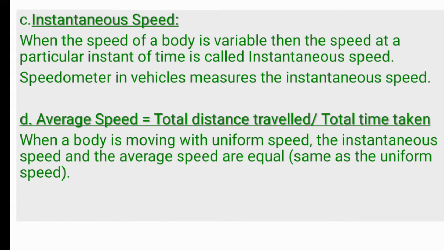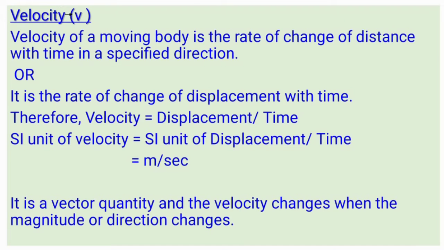The velocity of a moving body is the rate of change of displacement with time. Its SI unit is meter per second and it is a vector quantity. The velocity of the body changes when its magnitude or its direction changes. Like in the case of speed, there are different types of velocities: uniform velocity, non-uniform velocity, instantaneous velocity, and average velocity.